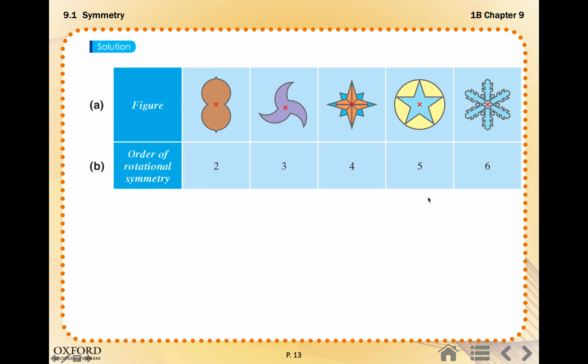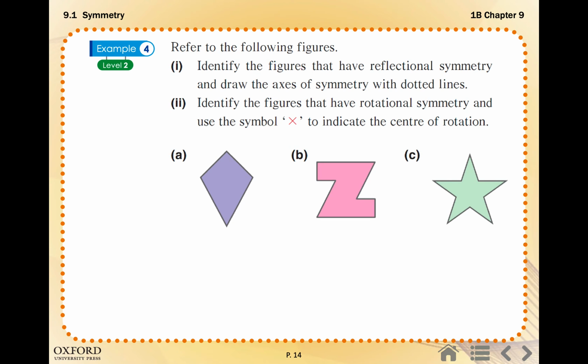So you can look at the solution here. I don't want to repeat any more about this. I think it's an easy idea, the rotational symmetry. And then let's look at the next example. For this example, you have to identify the figure that has reflectional symmetry.